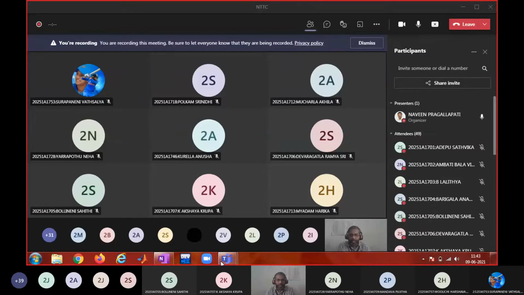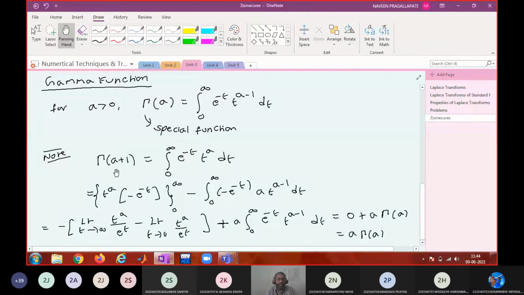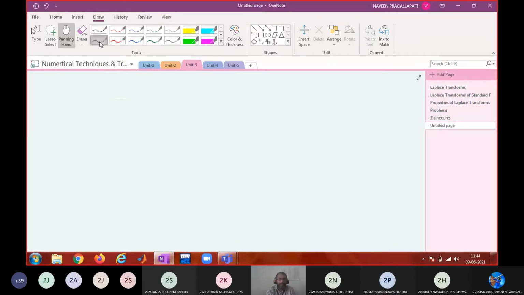Are you hearing? Okay. So write it as a note. Gamma of a plus 1 equal to a into gamma of a. Can you all hear me? Yes, sir. Gamma of a plus 1 is equal to a into gamma of a. So this is a very important property: gamma of a plus 1 equal to a into gamma of a.